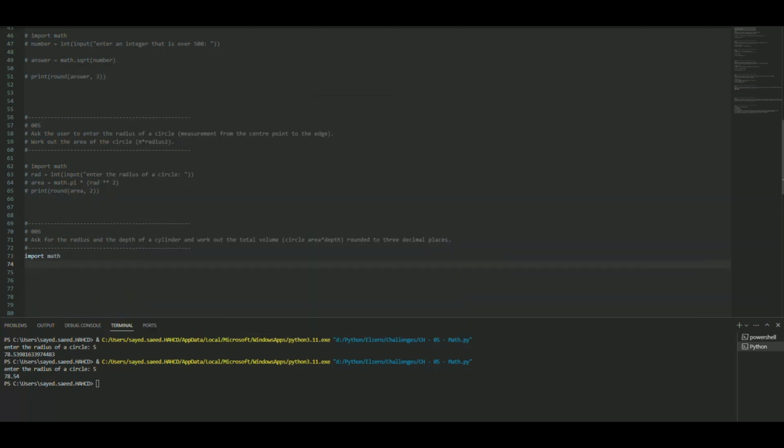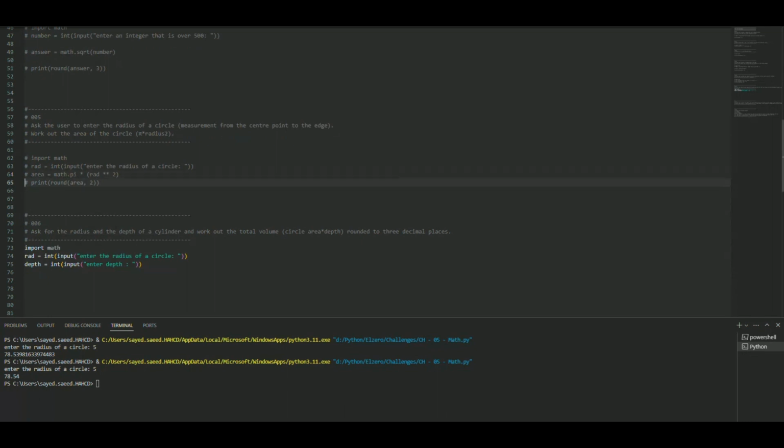So okay, we will take this. We will also take a radius from the user and take a depth. We will print the area here, the same. Okay, we need to print cylinder.